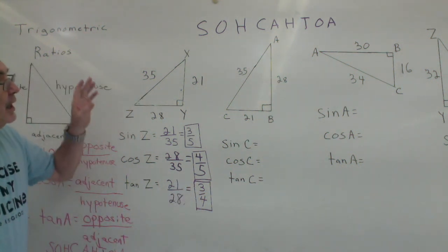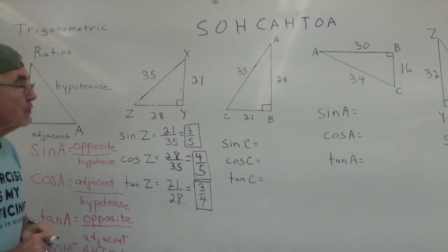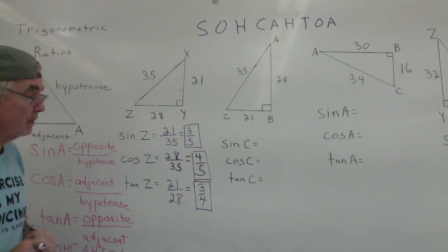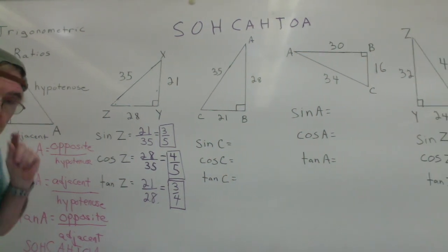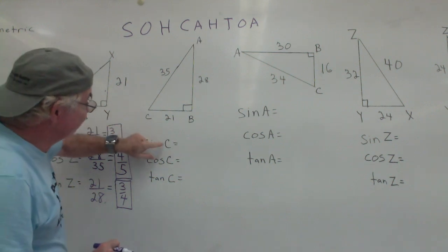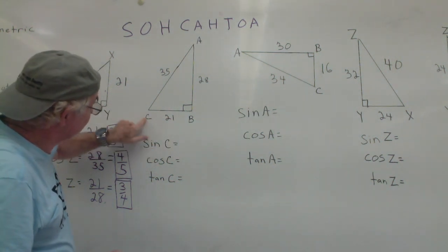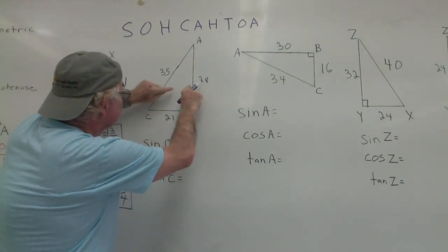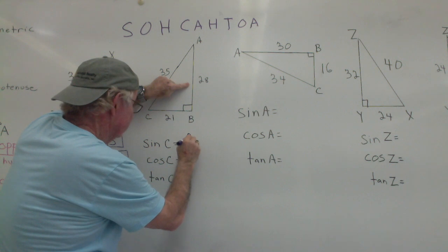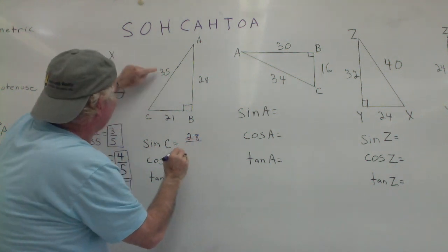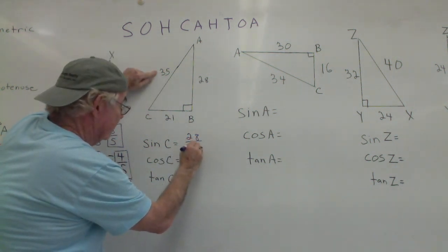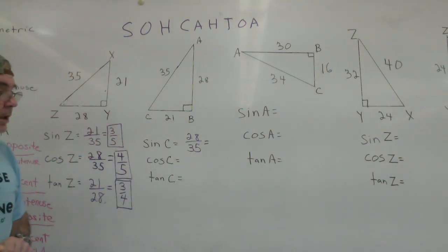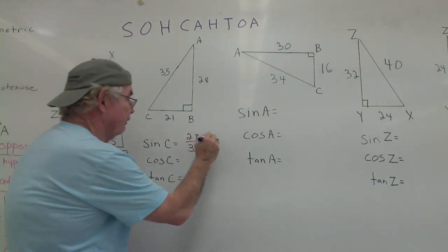So I hope you're looking at that expression, Sohcahtoa, if that's going to help you and you're applying it. So let's go to the second example. And let's do it again. Look for the angle C, right there. Sine is the opposite, 28, over the hypotenuse, 35, which reduces by 7s to 4 over 5.